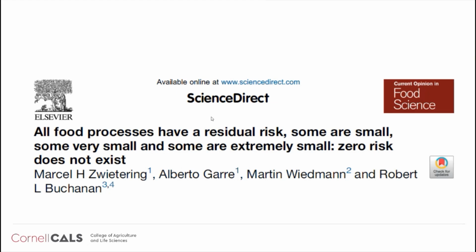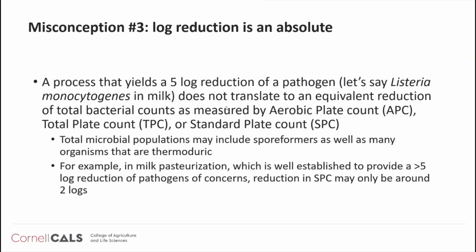So, misconception number 3: that log reduction is an absolute. You talk about this process being a 5-log reduction. But 5-log reduction of what? A 5-log reduction of a pathogen like Listeria monocytogenes in milk, or E. coli or Salmonella in produce, does not translate into an equivalent reduction of total bacterial counts, as we measure them by different things such as aerobic plate count, total plate count, or standard plate counts. All microbial methods give us an idea of the majority of microbes there. It doesn't really count all microbes, but the majority.